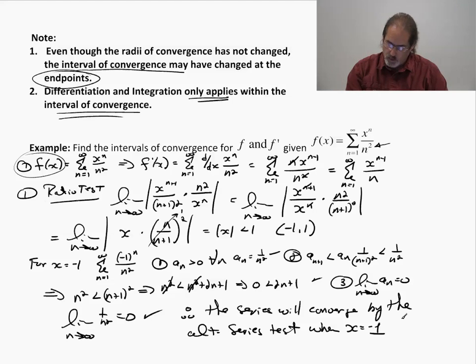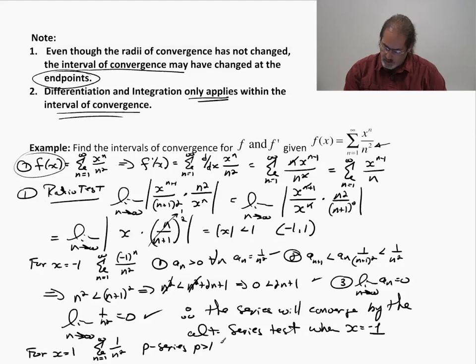Now for x equals 1, I'm going to take a look at that. Let me see here. Yeah, I can fit it in right here. For x equals 1, we have the sum n equals 1 to infinity of 1 to the n over n squared, which is just 1 over n squared. That's a p-series with p greater than 1. Therefore, that converges. So I know that's going to converge.